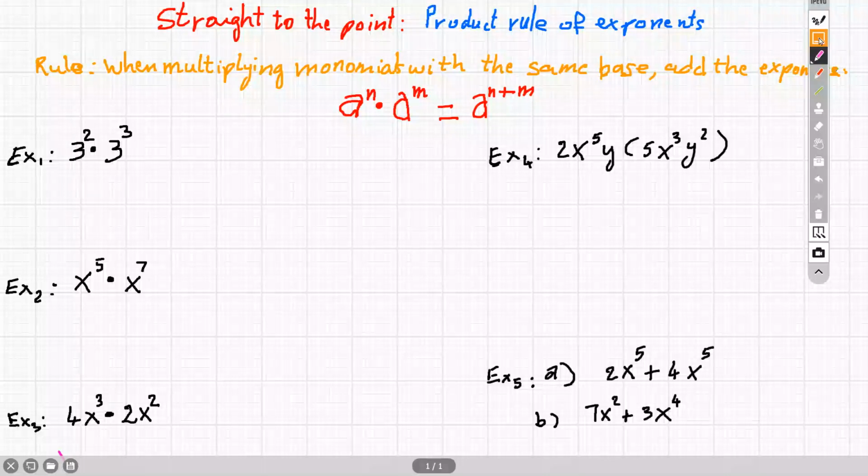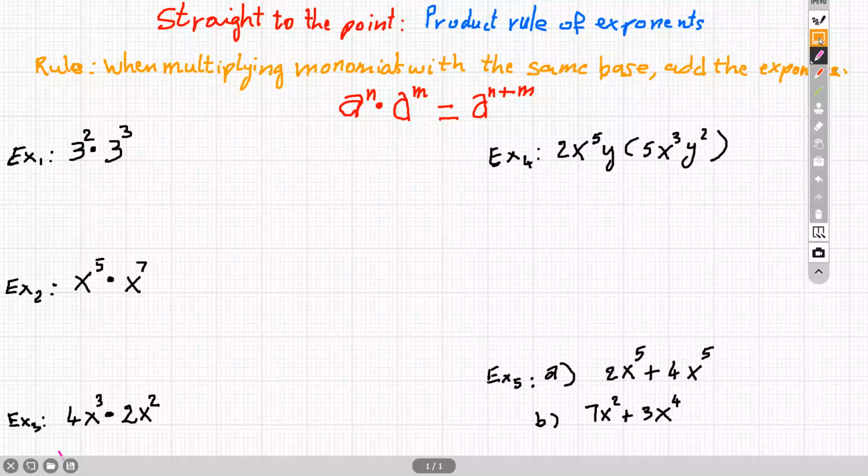Good morning, class. This is a quick lesson on how the product rule of exponents works.